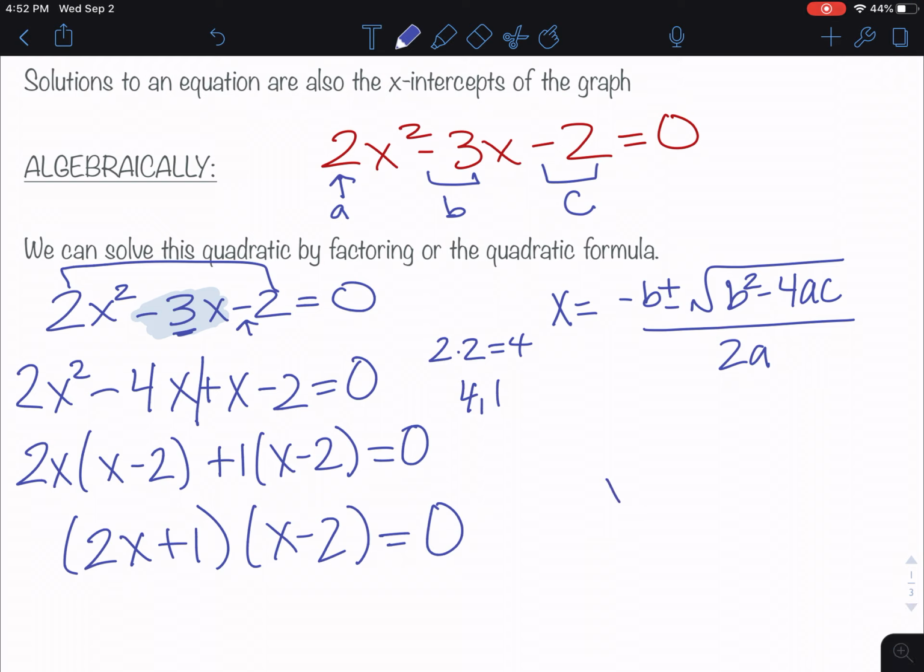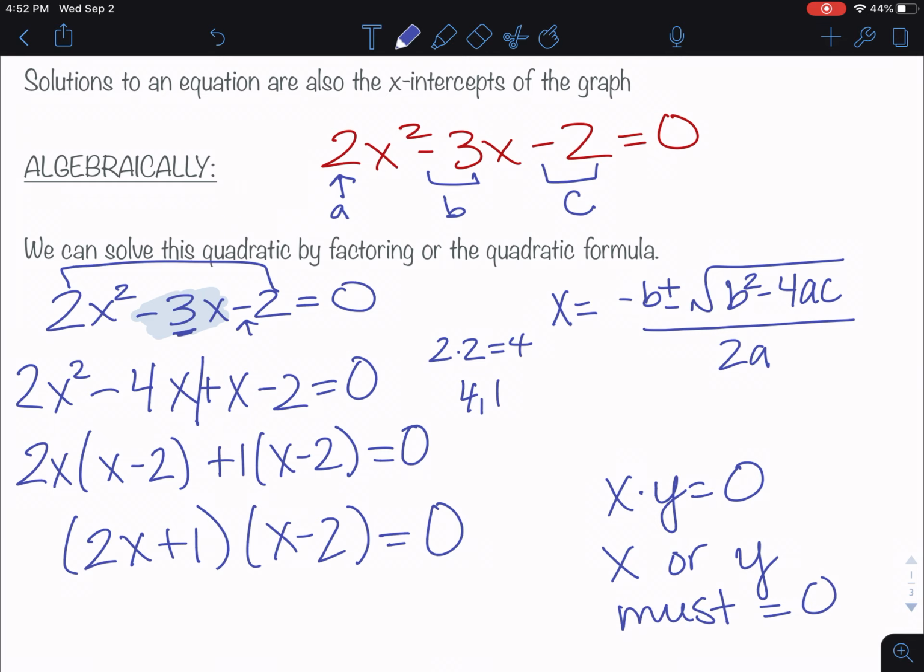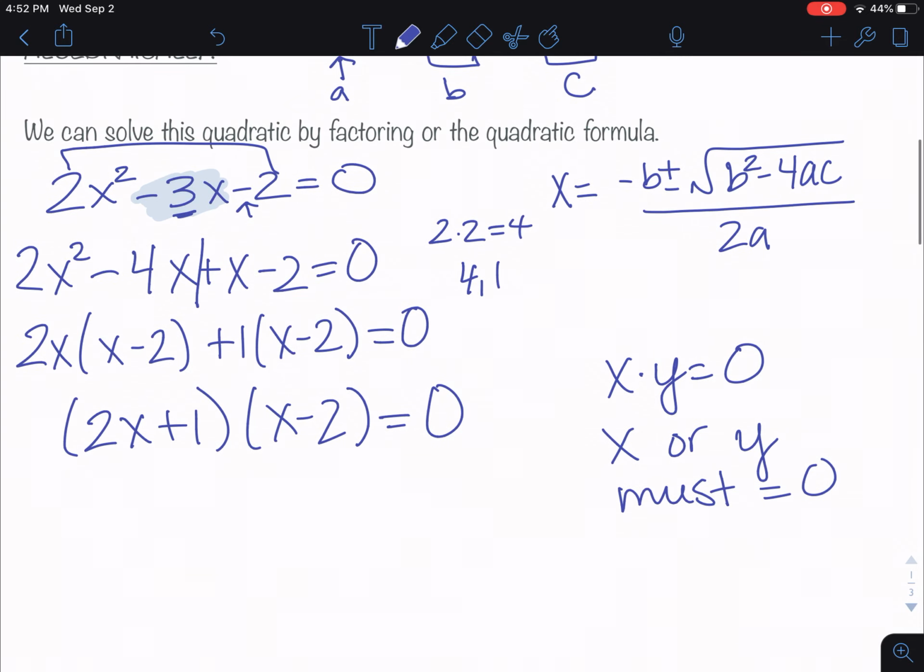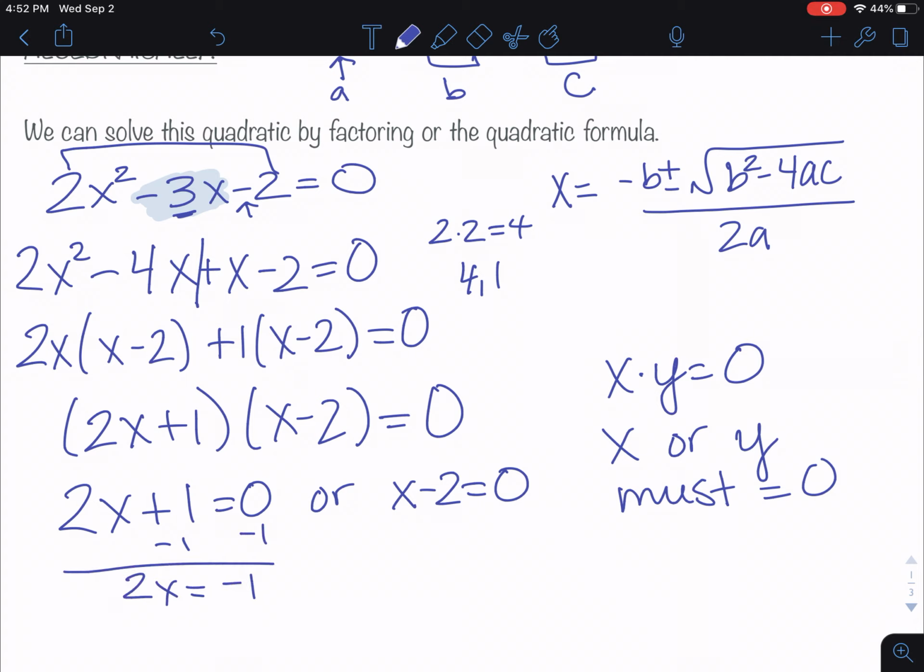We all know that if I have a product that is equal to 0, that means that x or y must be equal to 0 in order to have a product equal to 0. So looking at this factored form, that must mean that 2x plus 1 must equal 0, or x minus 2 must equal 0. Then I need to solve each of those by using inverse operations, which leaves me with those same 2 solutions of negative 1/2 and positive 2. The quadratic formula will also give me those solutions of negative 1/2 and positive 2.